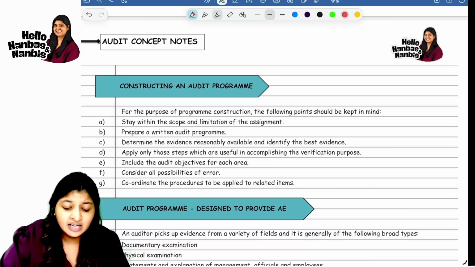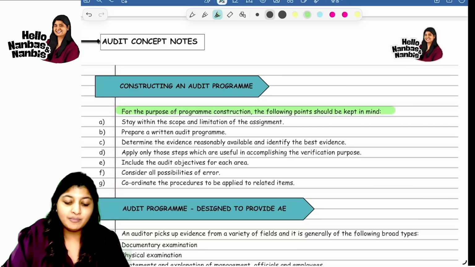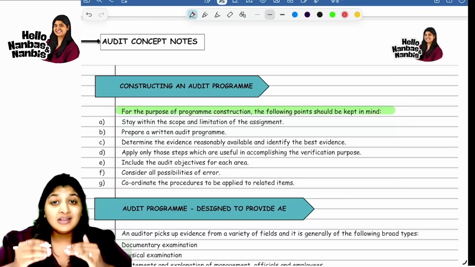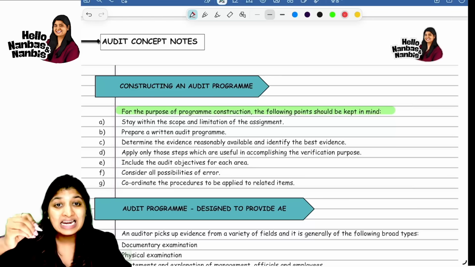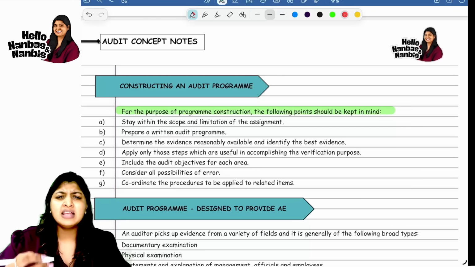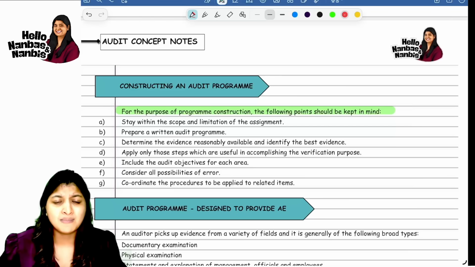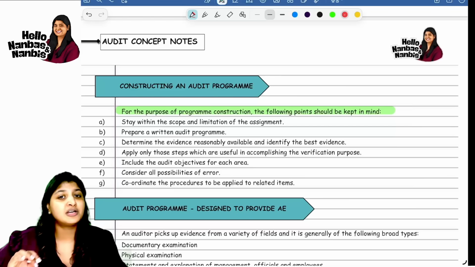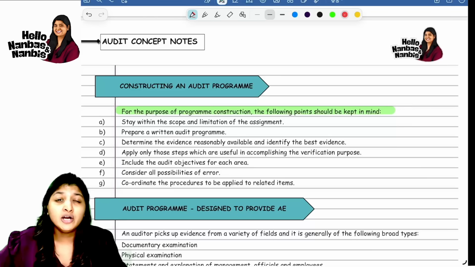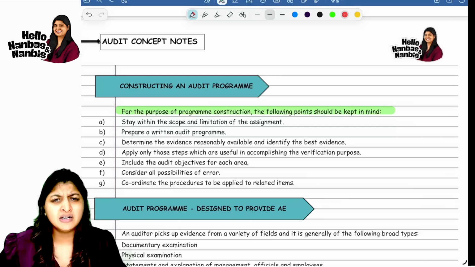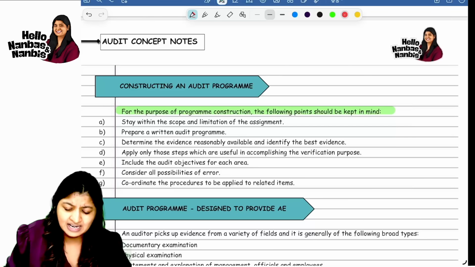For constructing audit program, what are the following points should be kept in mind? Staying within the scope and limitation. Prepare a written audit program only. Determine the evidence which is reasonably available and identify the best evidence. Apply only the steps which are useful. Include audit objectives. Consider any possibility of error and coordinate the procedures to be applied in related items.